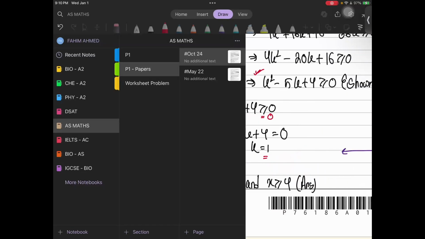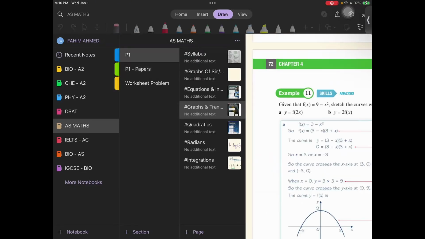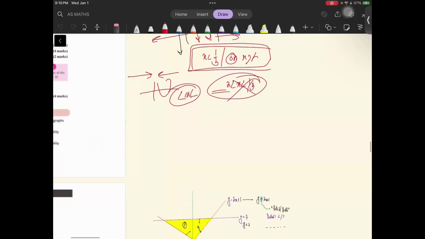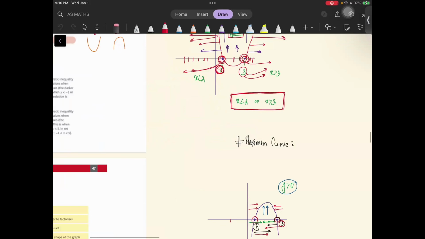P1, equations and inequalities. I have detailed videos on these as well, like bulges upward, bulges downward, to find the range and everything, right?